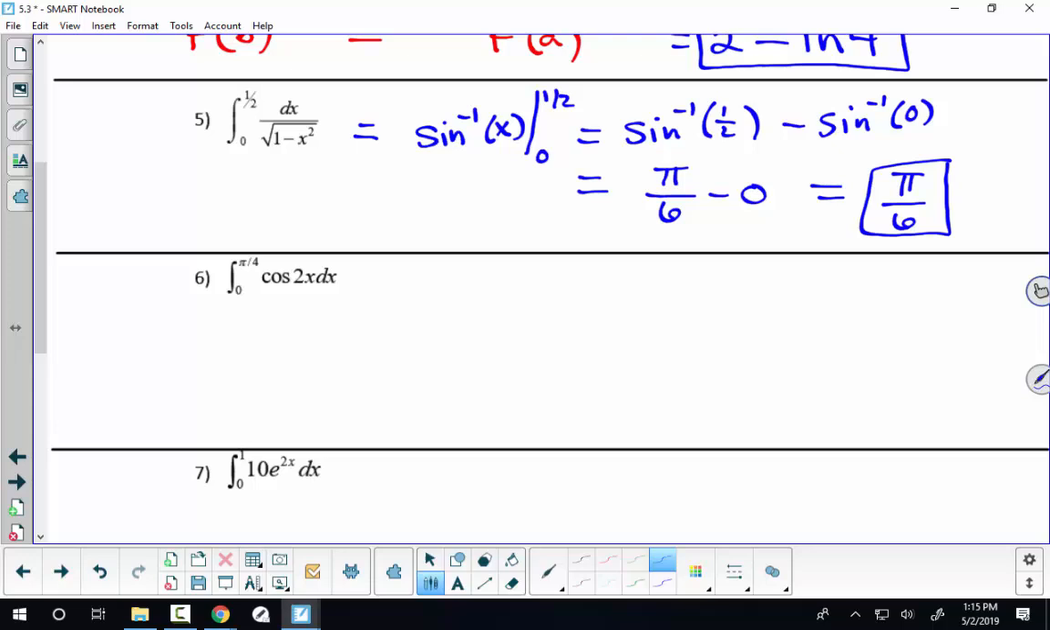So please, you've got to stay up on these antiderivatives. It's just as crucial on the final as it was in chapter 4. Any questions on what we're doing? Okay. Example 6. That's the antiderivative of cosine 2x.